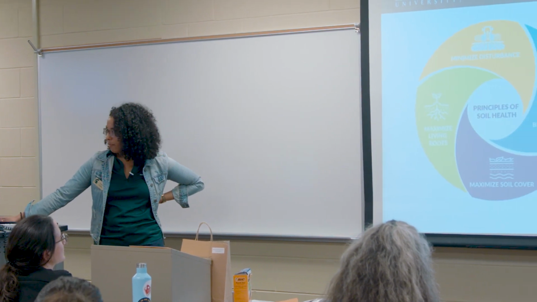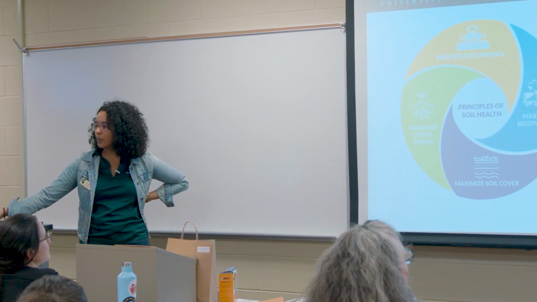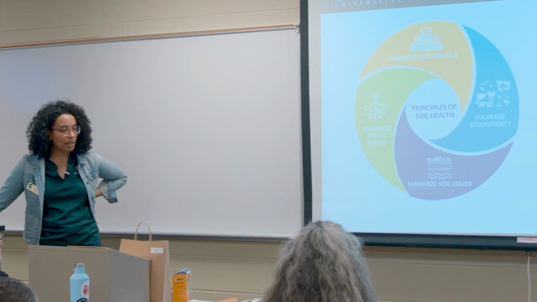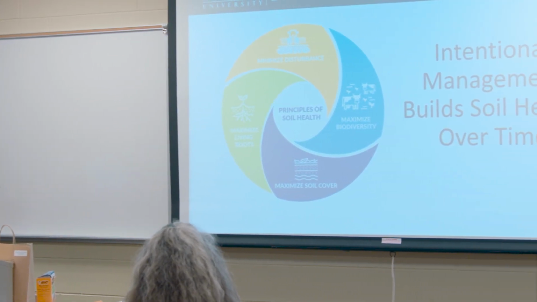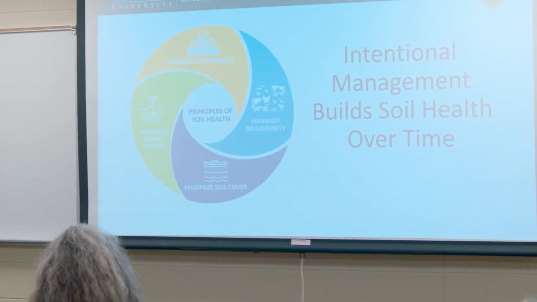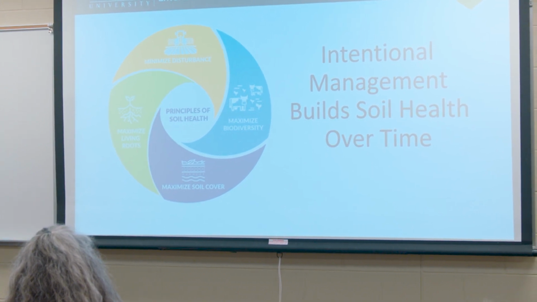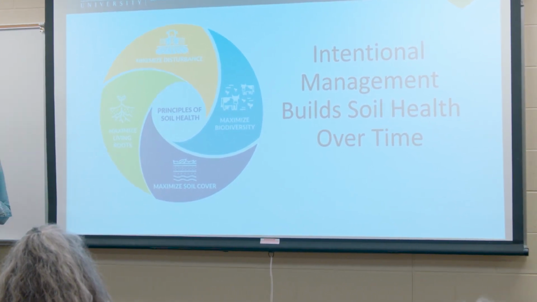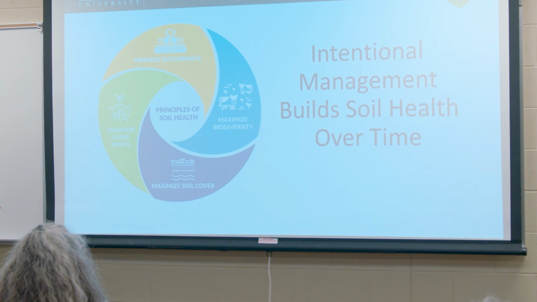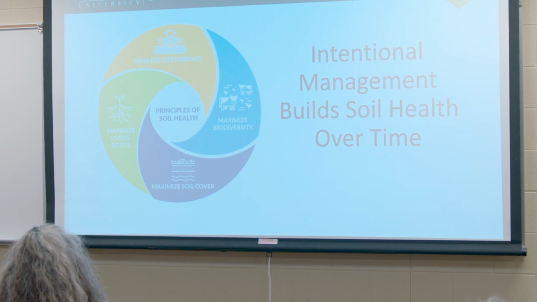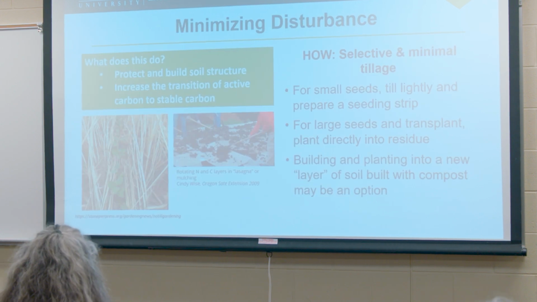Okay, now we're getting into the management piece. So building soil health takes time and intentional management. There are 4 principles of soil health that people typically talk about, and that is minimizing disturbance, maximizing biodiversity, maximizing soil cover, and maximizing living roots. What does that look like on a farm? Minimizing disturbance. How are we doing that?